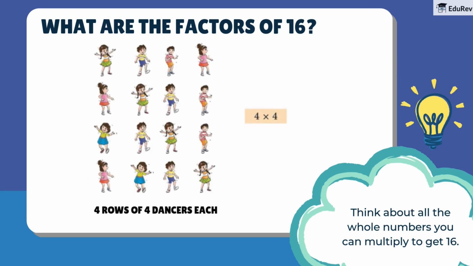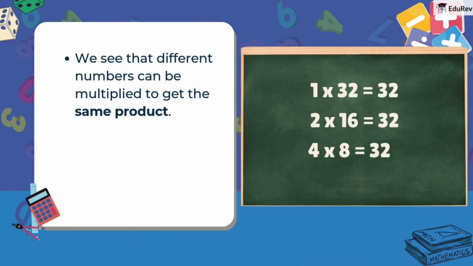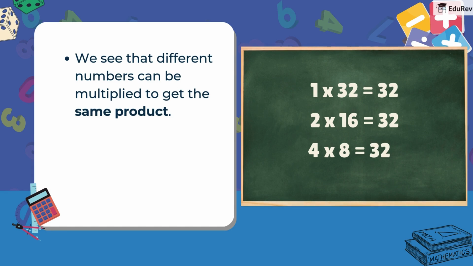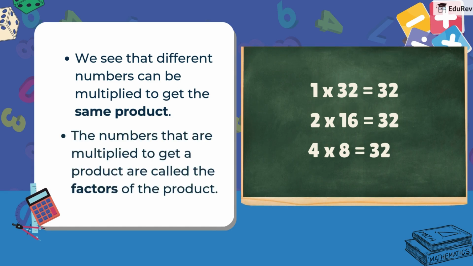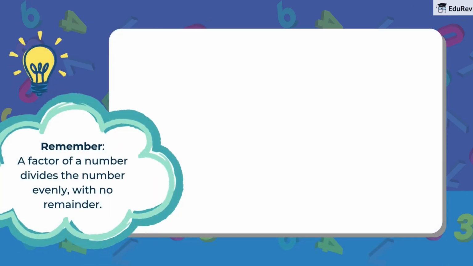We can also have 4 rows of 4 dancers each, which gives us the pair 4 times 4. All these pairs show us how different numbers can multiply to give the same product. The numbers that are multiplied to get a product are called the factors of that product. Remember, a factor of a number divides the number evenly with no remainder.